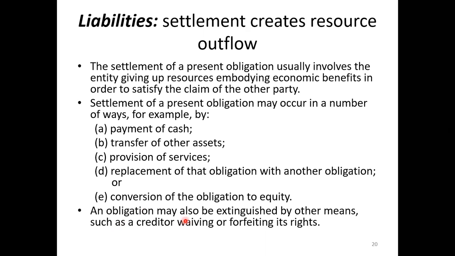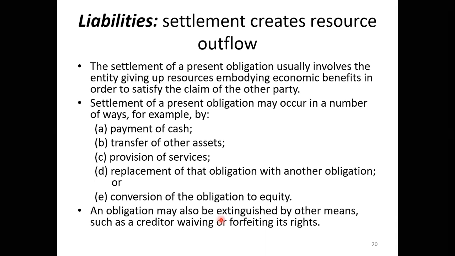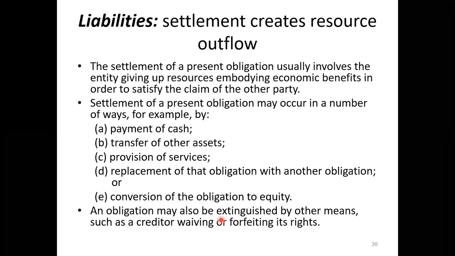An obligation may also be extinguished by other means, such as creditor waiving or forfeiting its rights. You know, sometimes the companies are waiving. They decide we are unable to collect the money from them. For example, bad debt. So what is bad debt? From our point of view, we sold some items to our customers, we are unable to collect money from them. So that time we waive off their credit. So for us it's called bad debt. For them it's called credit waiving.